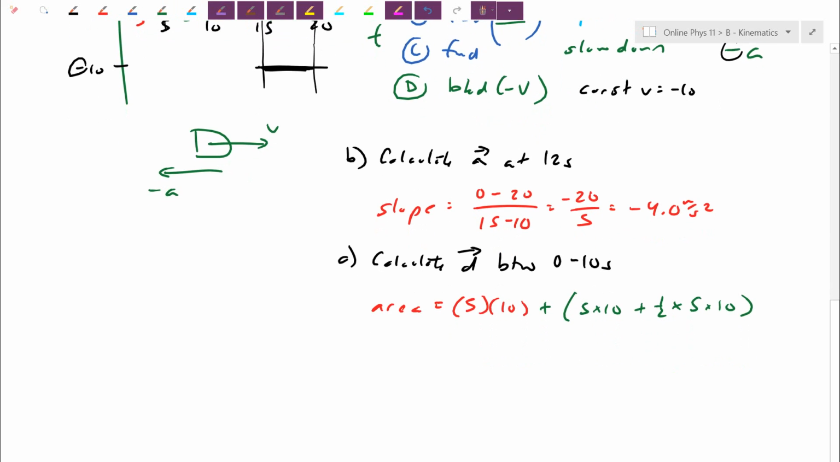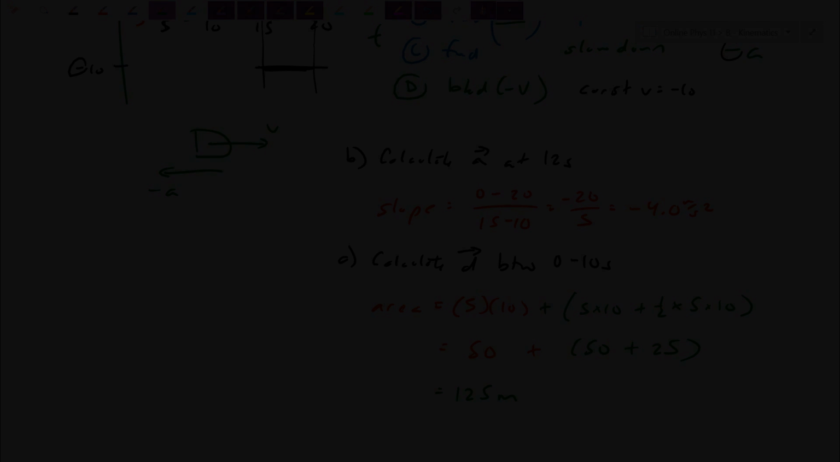And in total, that gives you my area for the trapezoid. This part here is 50. This first part of the box gave me 50. That triangle part gave me an extra 25. If you add up all those, I would have covered 125 meters worth of distance. So that is how you figure out the displacement over any time interval here.